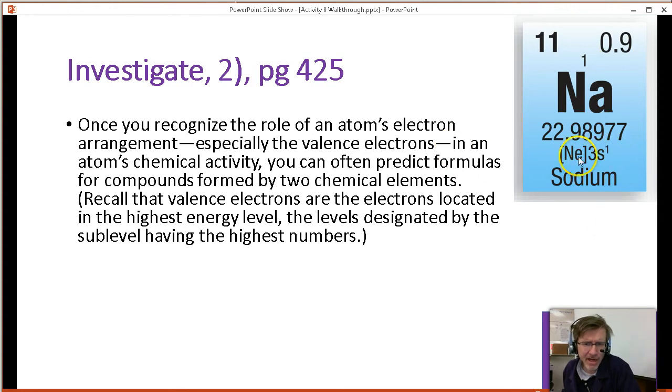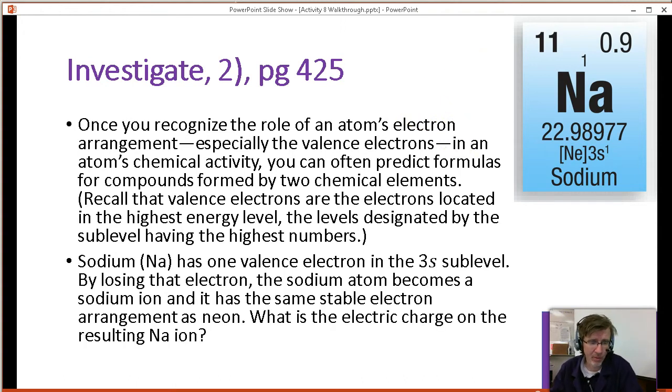3, because neon had 2, with 1s2, 2s2, 2p6. So 2s2, 2p6, they made 8 for neon. Anyway, I'm going off track here a little bit, but sodium has 1 valence electron, which you can see from the electron configuration here. And that's what this paragraph says here. Sodium has 1 valence electron in a 3s sublevel.